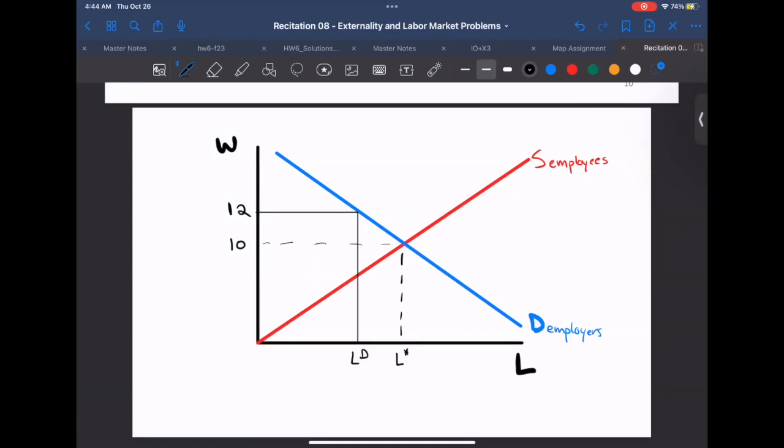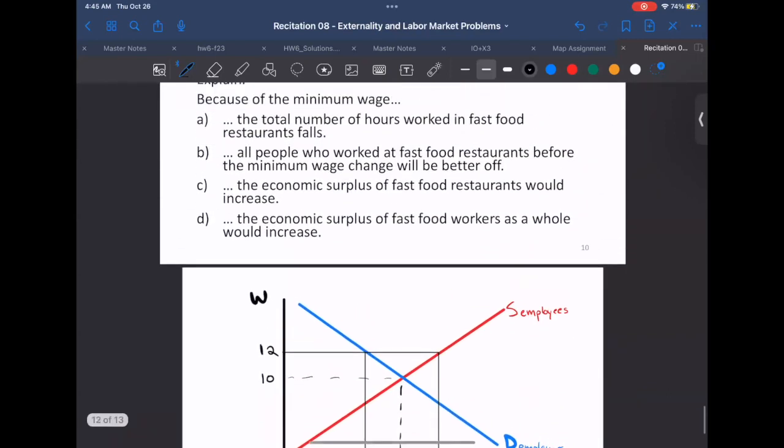LD, number of hours worked, and suppliers, because they're at a higher wage rate, in this case employees, are going to want to supply more work. We're going to call that LS. So now that we have this graph fresh in our minds, let's answer some of these questions.